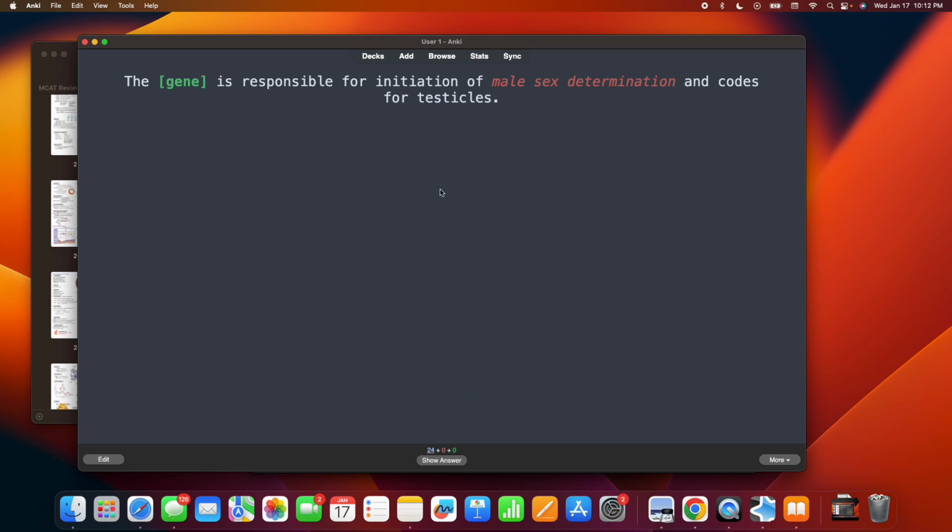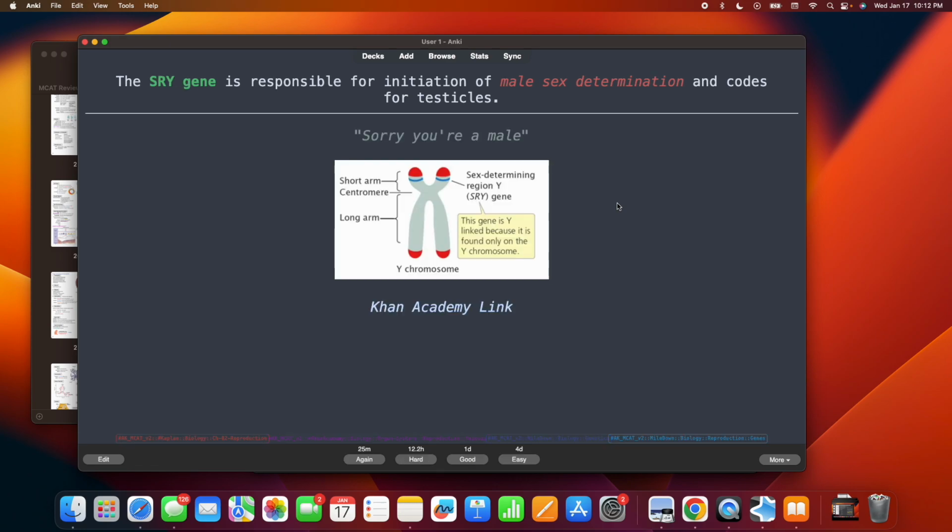What gene is responsible for initiation of male sex determination and codes for testicles? XY, the Y gene, the SRY gene. So it's responsible for initiation of male sex determination and codes for testicles. We have the short arm, centromere, and then the long arm, the sex determining region, SRY, sex determining region Y. This gene is Y-linked because it is found only on the Y chromosome.